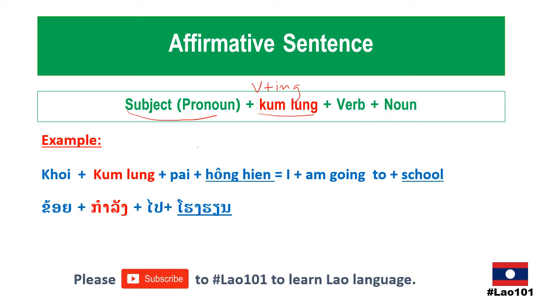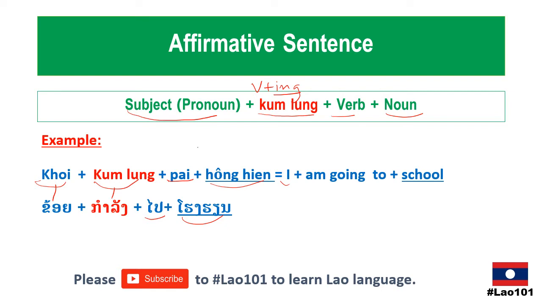But then it's kamlang, and then you have the verb here after that, and the noun. Let's look at the example here. Khoi, the subject, means I. Kamlang, the ing word. Pai, go. Hong hien, school. I am going to school.